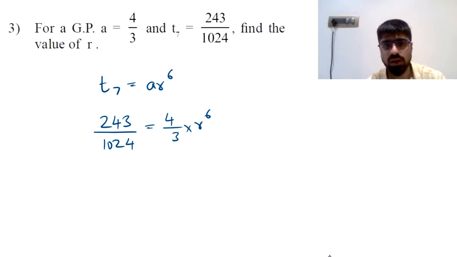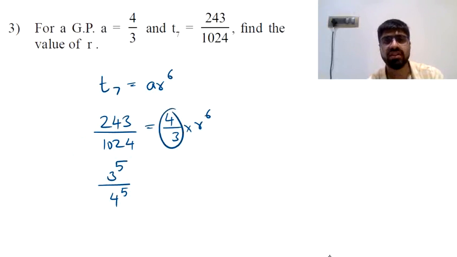So if we take this 3 on the other side and 4 on the other side, you can write 243 actually as 3 power 5, and 1024 is like 2 power 10. But if you see a 4 here, it's very evident that instead of writing it as 2 power 10, it would be better if we write it as 2 square the whole power 5, that is 4 power 5. So this is how we are writing 243 upon 1024.